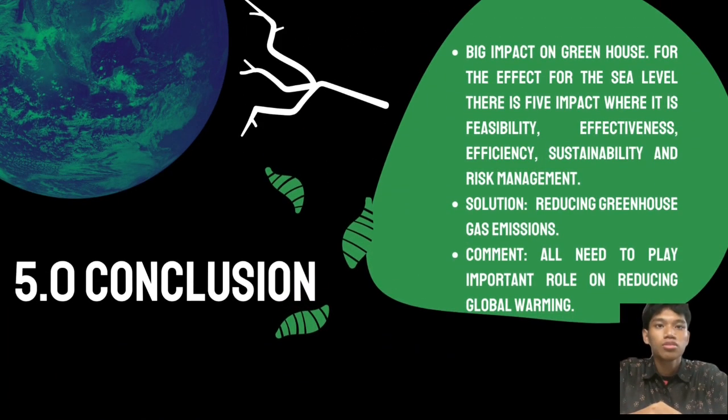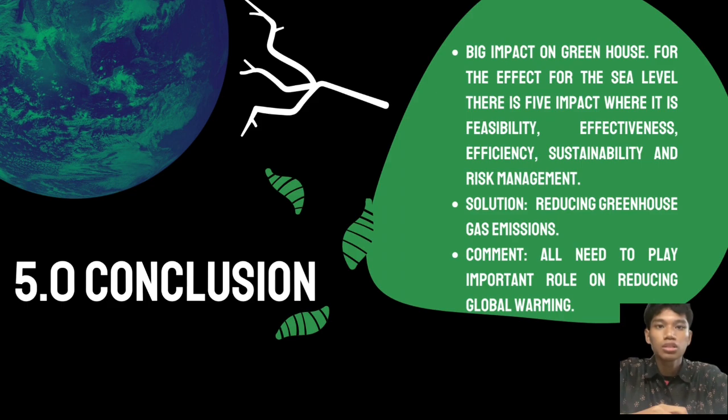What is the conclusion? First, it gives a big impact on greenhouse gas. For the effect on sea level, there are five aspects: feasibility, effectiveness, efficiency, sustainability, and risk management. As we all know, there is a big impact on greenhouse gas. One of the solutions is reducing greenhouse gas emissions. It is one of the effective ways to mitigate the impact of rising sea level due to global warming.